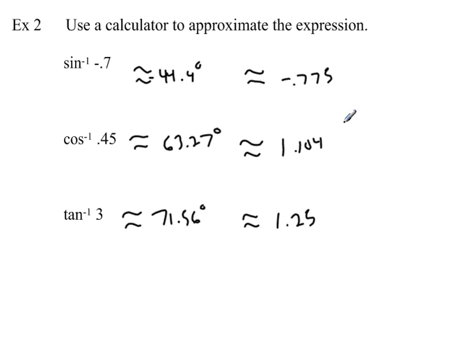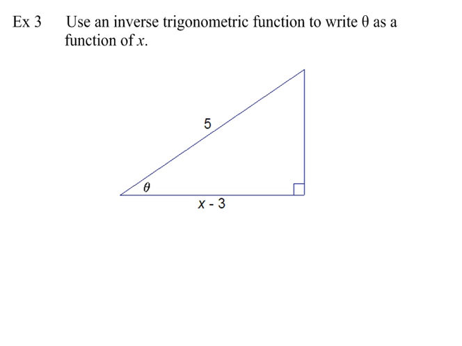Realize your calculator won't give you answers in terms of pi. So for example, if you did get pi radians, it would just say 3.14, okay? Okay, so using a calculator, pretty simple here, as long as we know what to type in. Okay, let's go on to a different kind of example.